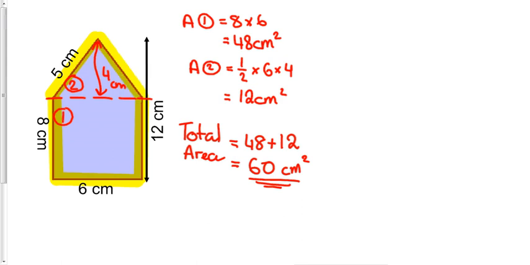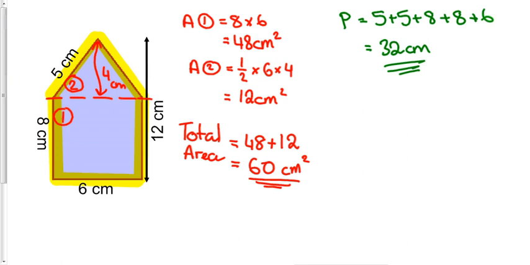So if I pick up a different colour pen, in order to work out the perimeter of the shape, my perimeter is simply the total of all of the outside edges. So 5, add 5 makes 10, add 8 to make 18, add another 8 to make 26, and add 6 to make a perimeter of 32 centimetres.